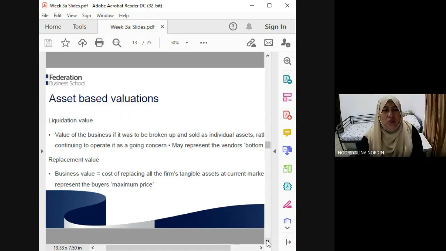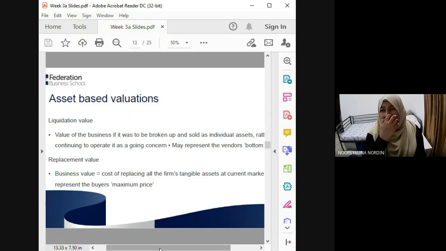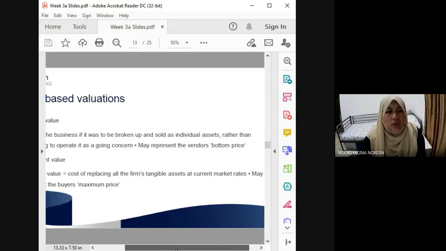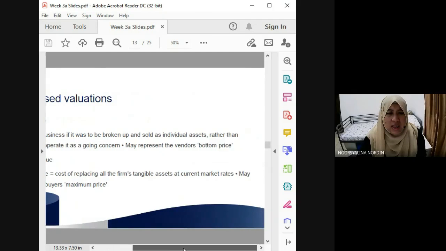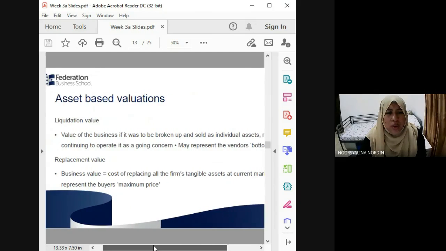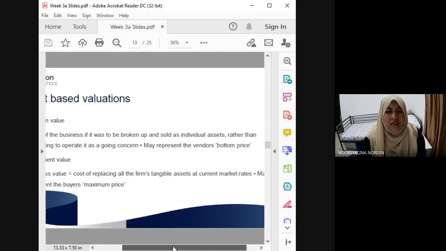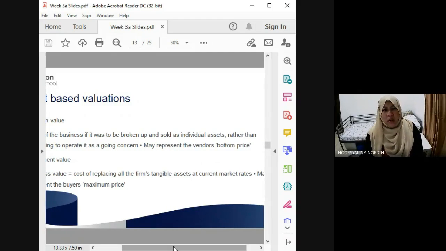All right, so for the liquidation value, what does liquidate mean? It means how liquid the business is, how fast the business responds to the market trend. The value of the business if it was broken up and sold as individual assets rather than continuing to operate as a going concern may represent the vendor's bottom price. So the vendor will give you a very bottom price so that you can offer a lower price to your customer too.